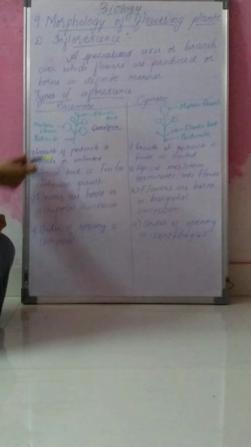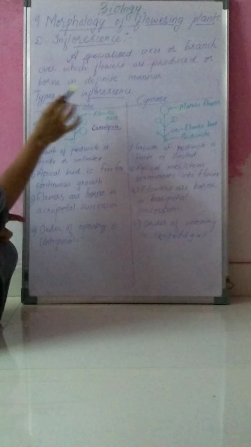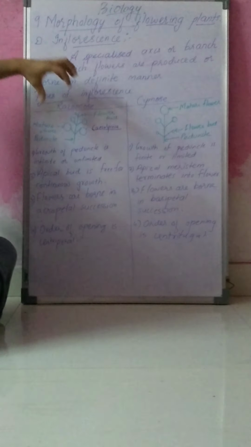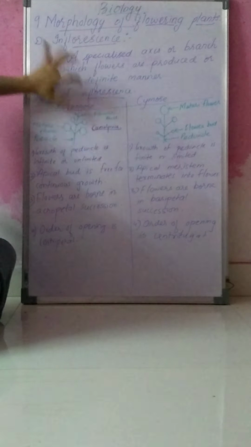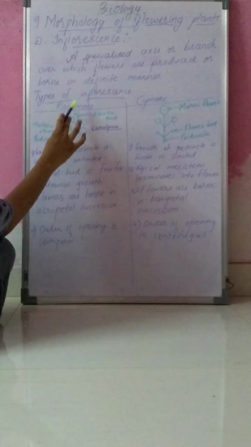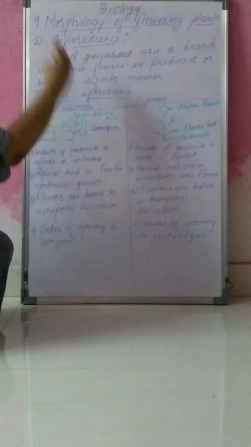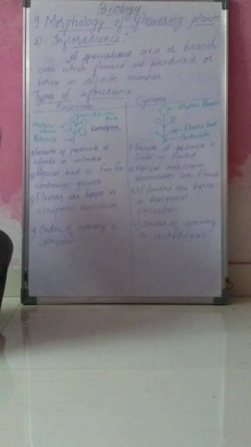Then you can see apical growth here as there is no terminal flower. The mature flower is not present at the terminal part. So this apical bud is always free for continuous growth. You will find continuous growth of the apical bud. Hence the peduncle is also indefinite or unlimited.